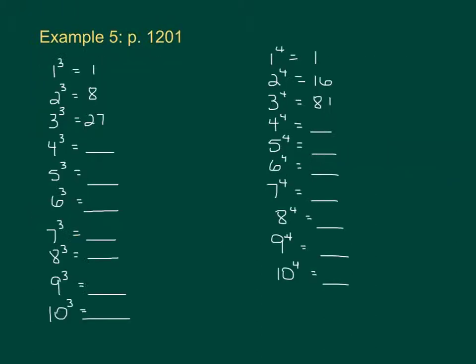In example 5, we're just going to complete a list of all my perfect cubes and perfect fourths. So 1 cubed means 1 times 1 times 1, which is 1. 2 cubed is 2 times 2 times 2, which is 8. 3 cubed is 3 times 3, which is 9, times 3 is 27. And for the fourths, the same thing, you multiply it 4 times. So we're just going to fill in this chart, and then that way you have it to refer back to as you're working on your homework.